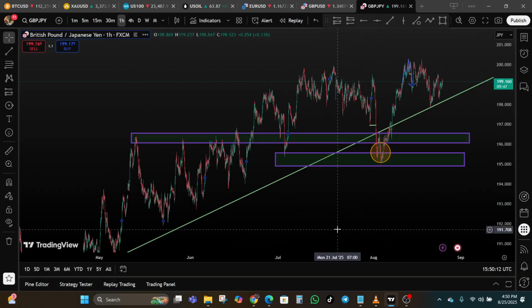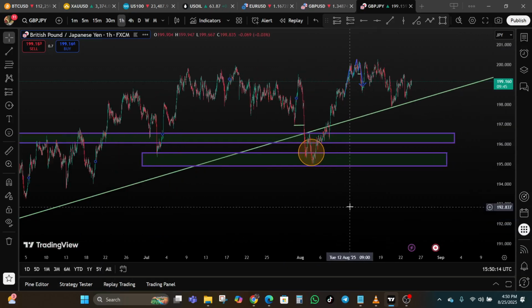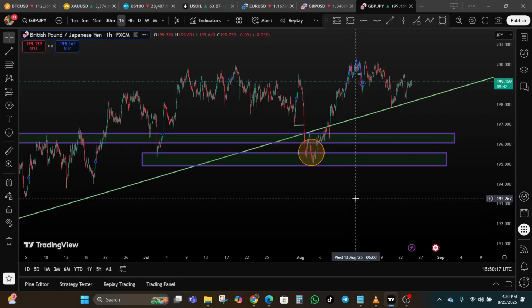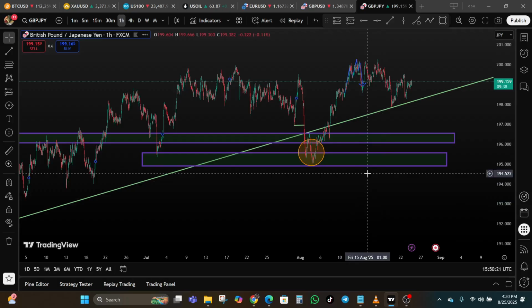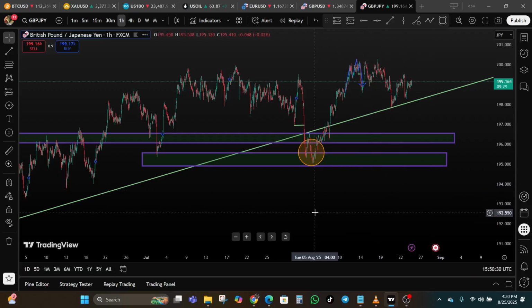So to recap, a fake change of character is a tool the market uses to grab liquidity and mislead traders. To avoid it, align with the higher time frame, demand strong displacement, be aware of liquidity pools, and practice patience in your entries.